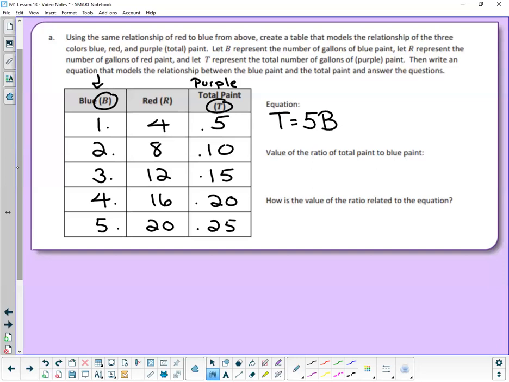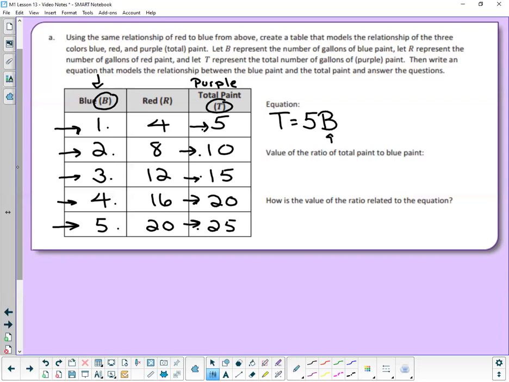And I can check my work. Okay, so this is the amount of blue paint right here. And what I'm saying is take this amount, multiply it by 5, and you should get the total. Well, if I start here, 1 times 5 is 5. If I have 2 gallons of blue and I multiply it by 5, I get 10. So I can check my work with my ratio table. If I have 3 gallons of blue, I should have a total of 15. 4 gallons of blue, multiply that by 5, I get 20. 5 gallons of blue, multiply that by 5, and you get 25.